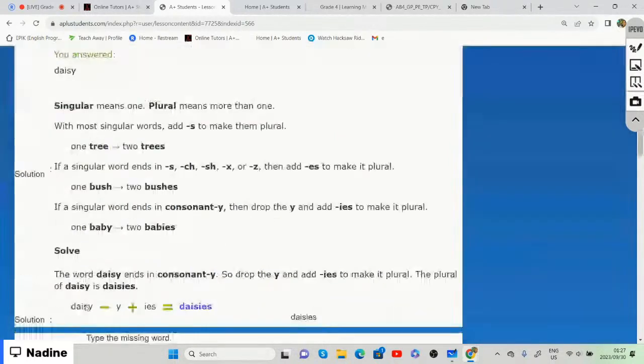All right, remember we said that most of our singular words, we just add an s and then it becomes a plural form, or we make it plural. And if singular words end in s, ch, sh, x, or z, then we add es to make it plural. And if a singular word ends in a consonant plus y, then you drop the y and you add ies to make it plural.